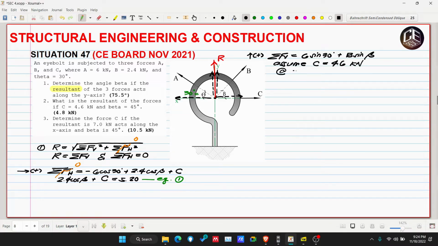So at equation 1, 2.4 cosine beta is equivalent to 5.20 minus 4.6, which is 0.60. So our beta is equivalent to arc cosine of 0.60 over 2.4. So our beta is 75.52 degrees. This kind of question is tricky.